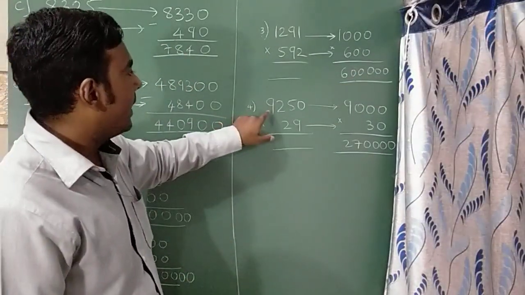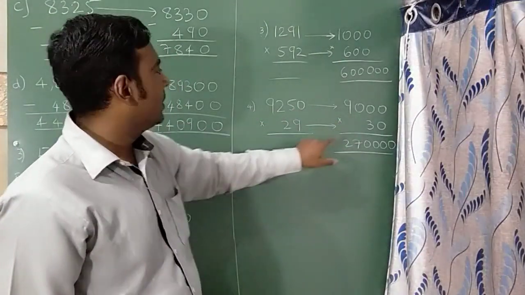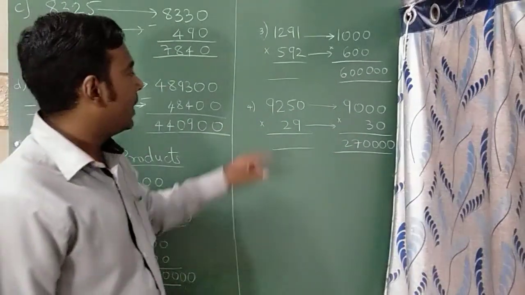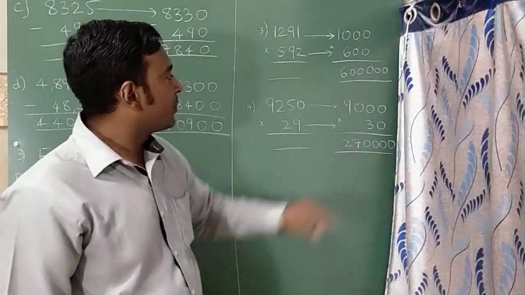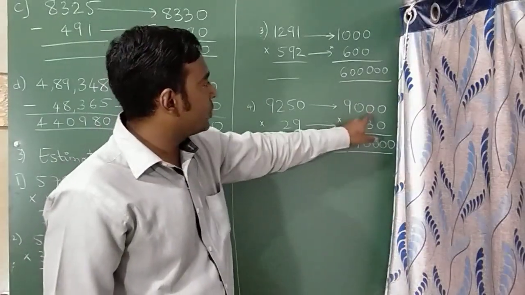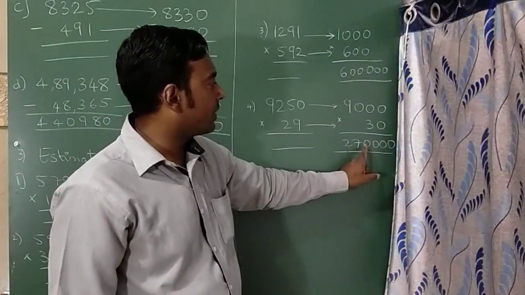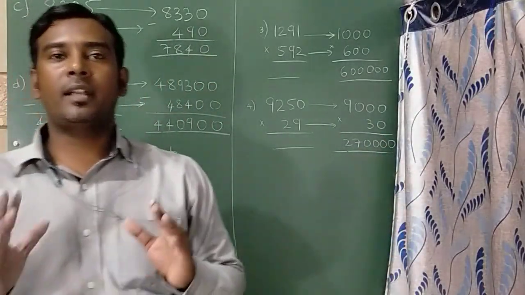So fourth one is 9250. The nearest will be 9000, rounding off, and into 29. So the round off will be 30. So 9 threes are 27. Remaining zeros, 1, 2, 3, 4 zeros are there. So I have written 4 zeros. So this completes your entire chapter.